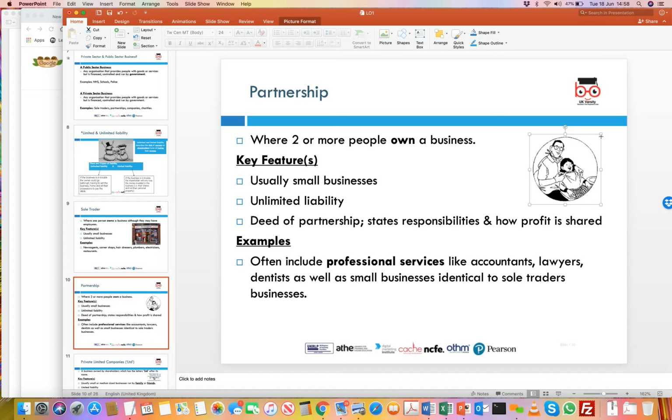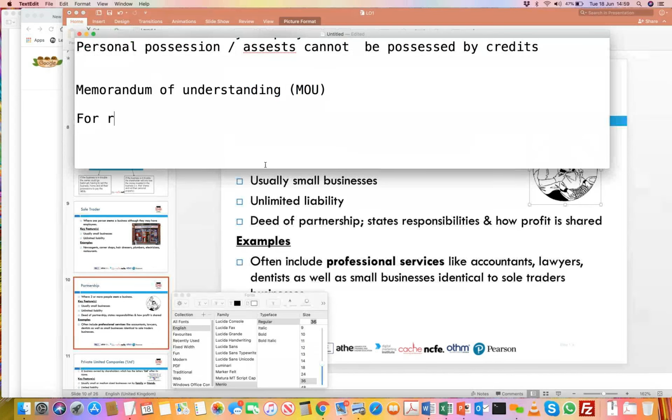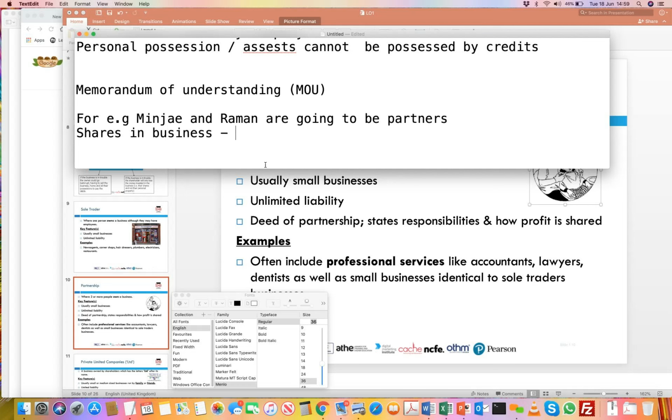So when you decide on certain things, for example, Minjay and Raman are going to be partners. Example. Now when we look at shares, shares in business, I would say Minjay owns 40 shares or 40%, and Raman owns 60%, right? Then we look at profit sharing.